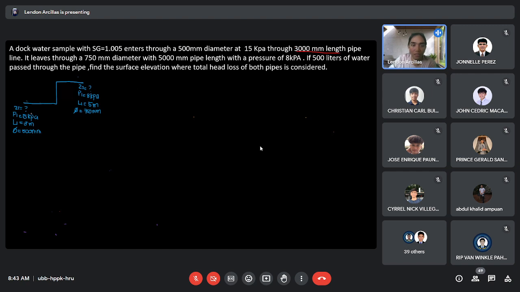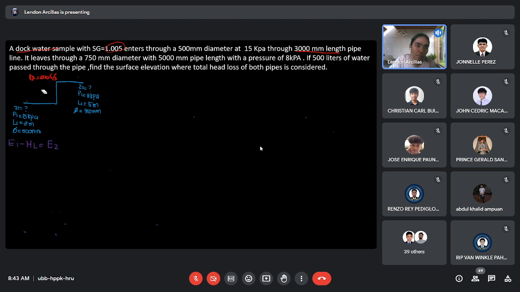Meron siyang 15 kilopascal na pressure at point 1. Meron din siyang 500 diameter at point 1. Again, the fluid flow is duct water. Okay? And at point 2, meron siyang 750 na diameter. Meron siyang length ng pipe na 5 meters and meron siyang 8 kilopascal. If 500 liters of water per second pass through, so same lang yan, Q1 and Q2 is equal. Find the surface elevation.